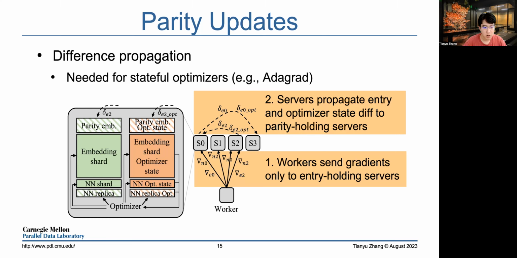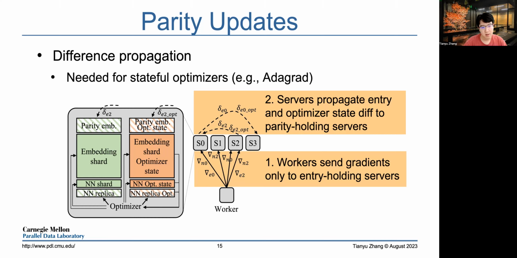And it's going to forward the difference between the original value and the updated value for both E2 and E2 opt, denoted as delta E2 and delta E2 opt, to the parity holding server S2. And S2 is going to update the parity values on its embedding tables.